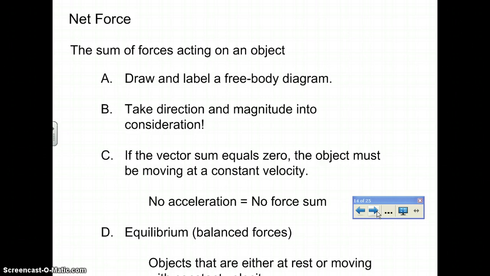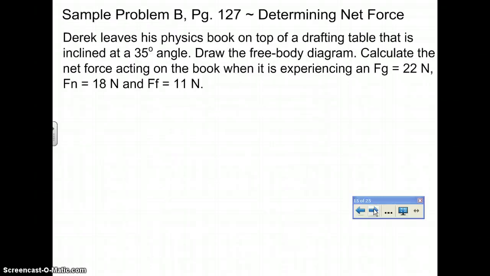Okay, net force, sum of all forces put together. So draw and label a free body diagram, take direction and magnitude into consideration. If the vector sum equals 0, the object must be moving at a constant velocity. If you have no acceleration, then you have no force sum. Equilibrium means balanced forces and objects that are either at rest or moving with constant velocity. So equilibrium is two scenarios here, either objects that are at rest or objects that are moving with a constant velocity. So let's look at this sample problem.